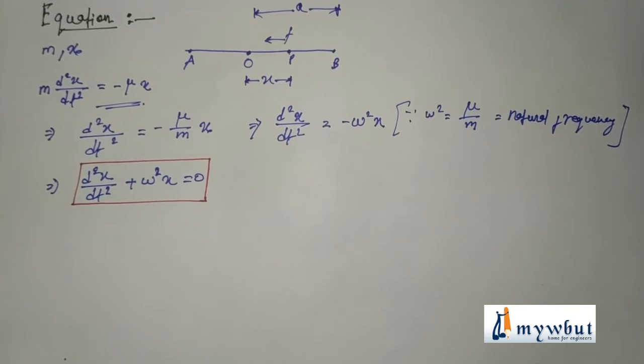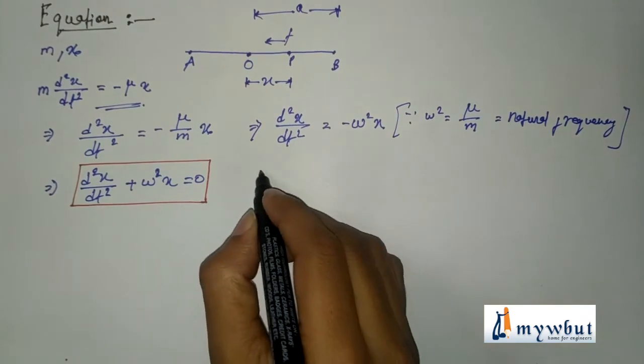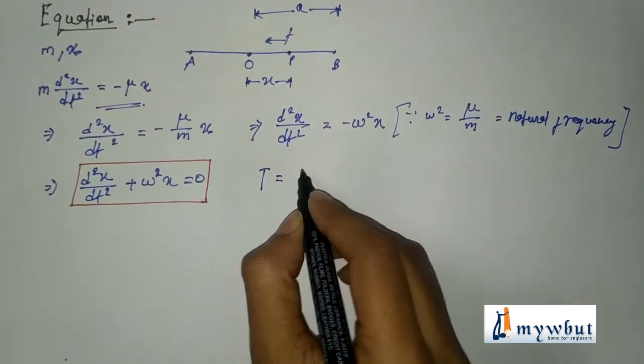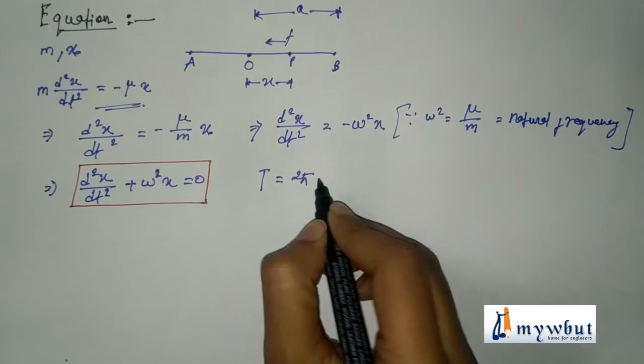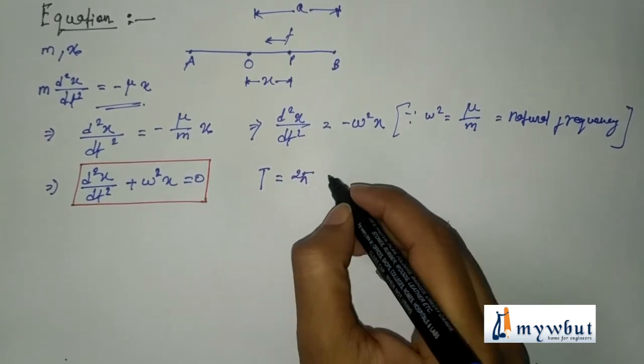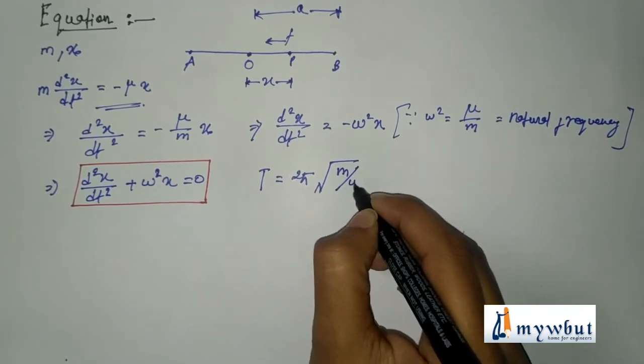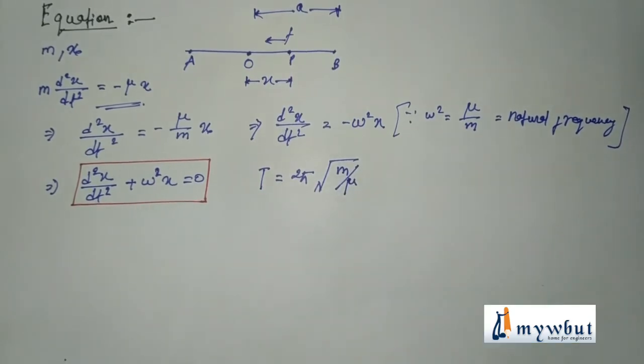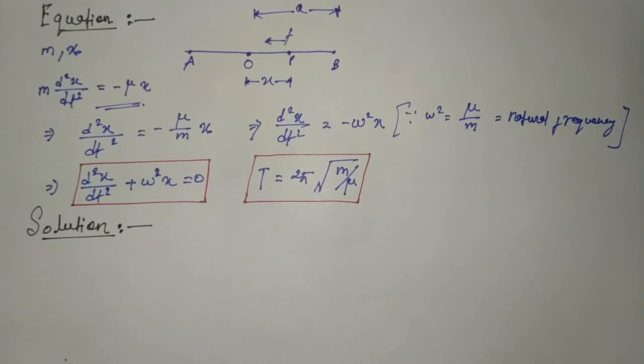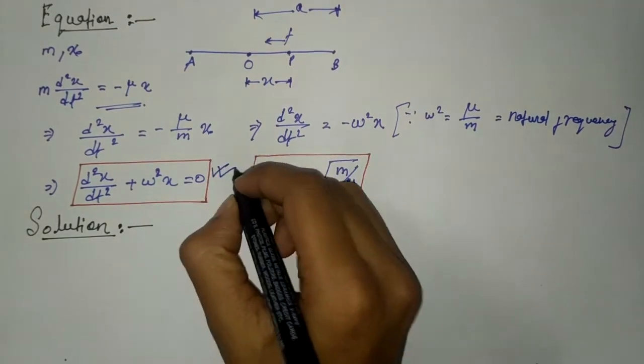So from here we can also define the time period of SHM, or simple harmonic motion, which will be T is equal to 2 pi into root over m by mu. So this is the formula for time period. Now, applying simple mathematics of differential equations, we will solve this differential equation.